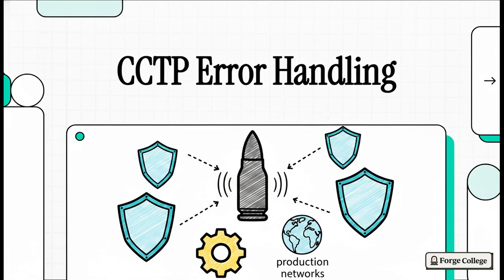But today, we're putting on our hard hats, stepping out of the safety of our local environments, and taking on the wild, unpredictable reality of production networks. We're going to learn exactly how to harden these CCTP flows, because by the end of this, your transfers are going to be absolutely bulletproof.